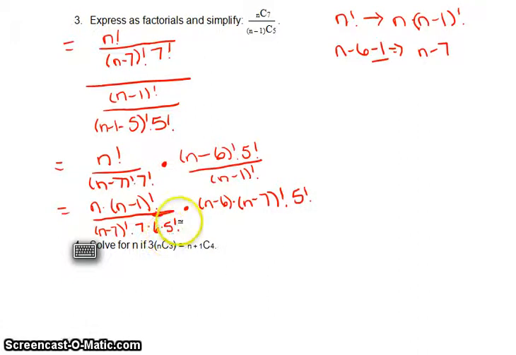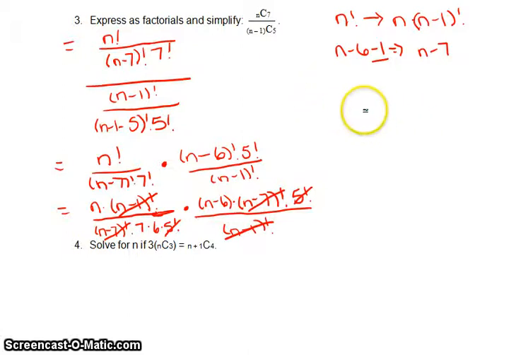As we can see from here, we can already cancel those like terms out. And then we have n minus 1 factorial, which we'll leave as it is. So from here, we can start canceling out some like terms. Here we have n minus 1 and n minus 1. We have n minus 7 and n minus 7. Then we have 5 factorial and 5 factorial. So then what are we left with? Let's simplify. We still have an n left. And remember, this is all multiplication. So we have n minus 6.